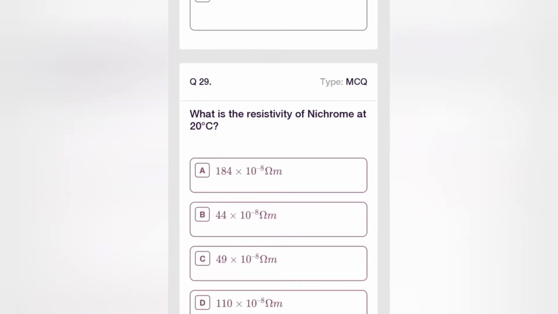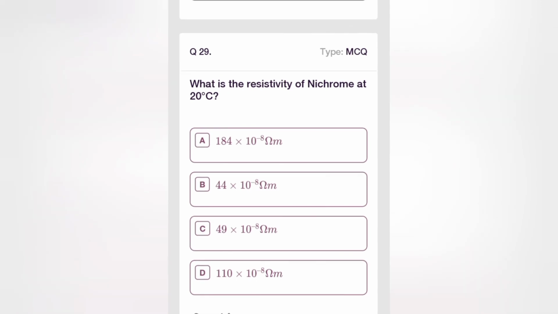What is the resistivity of the nichrome at 20 degrees Celsius? We know that nichrome is used in electric oven, electric iron, toasters, and all these things, in the heating element. Why do we use that? Because it has got high resistivity, high melting point, and it does not oxidize at high temperature. So option D, it has got high resistivity, 110 into 10 to the power minus 8 ohm meter.